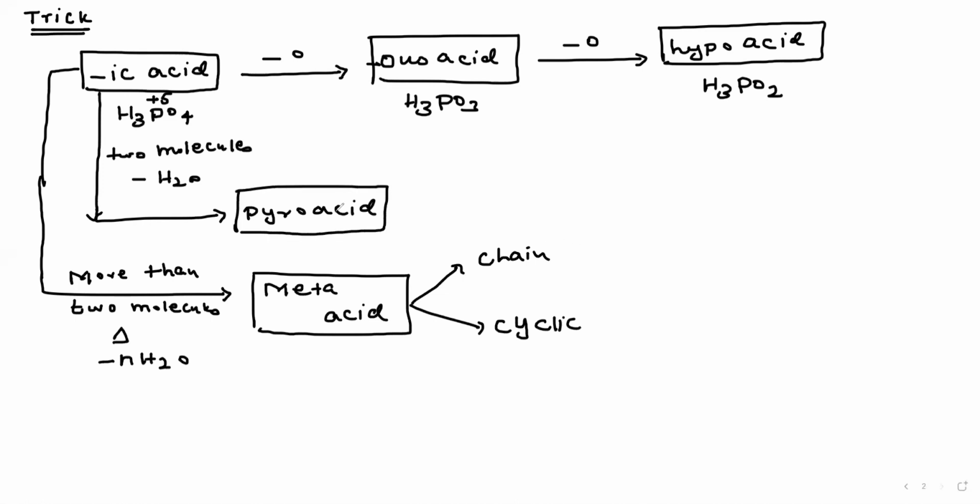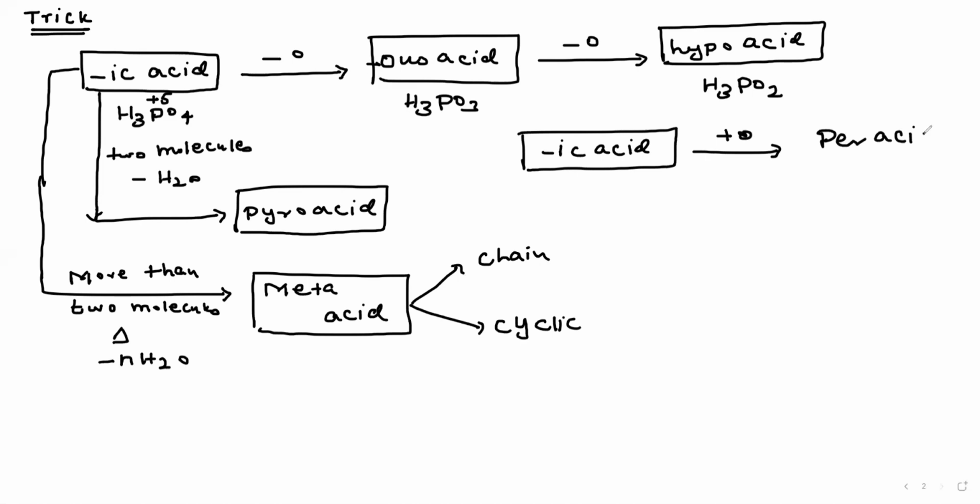Now, same thing, take Ic acid and add one extra oxygen. I get peracid. For example, I take H3PO4. Add one extra oxygen, I get H3PO5.